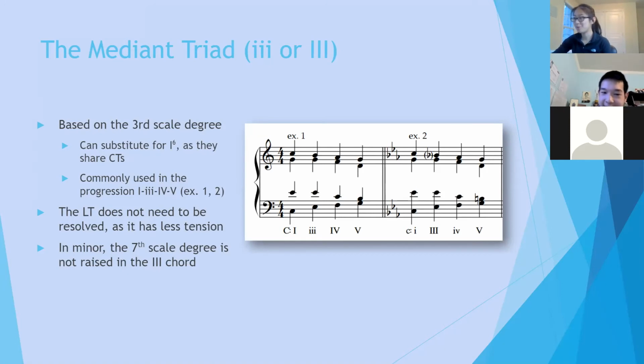The mediant triad, Roman numeral 3, is based on the third scale degree, and it can be a substitute for 1/6, as they share common tones, and is commonly used in the progression 1, 3, 4, 5 in examples 1 and 2. And this is example 2. Note the leading tone does not need to be resolved as it has less tension. Also in minor, the 7th scale degree is not raised in the 3 chord.